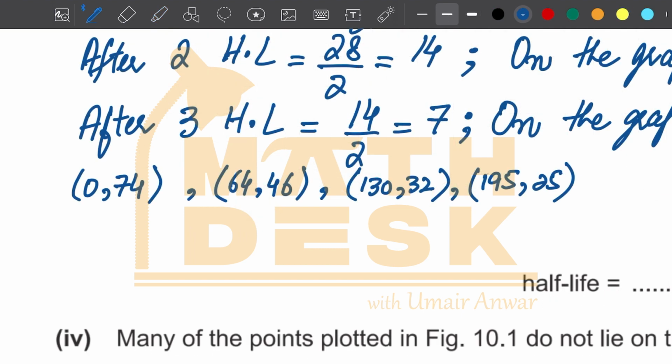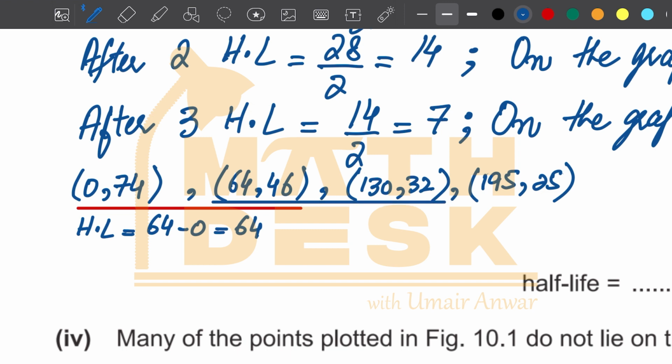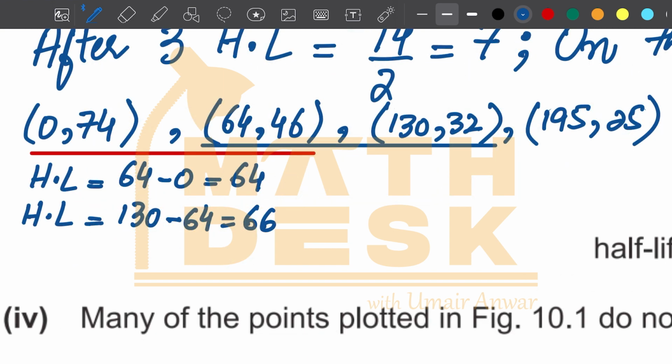So I've written all the points here which we found from the curve, and now we would use these points in the form of pairs to find the half-life here. So the first half-life we can calculate here by subtracting the value of time. So 64 minus 0 gives us a half-life of 64. Then if we use the second and the third point, the value of half-life we get is 130 minus 64, 66 over here.